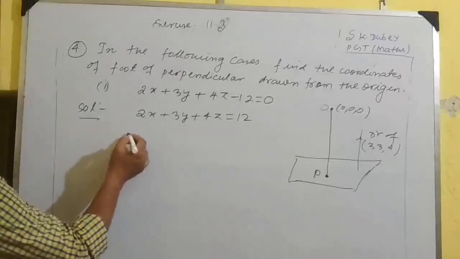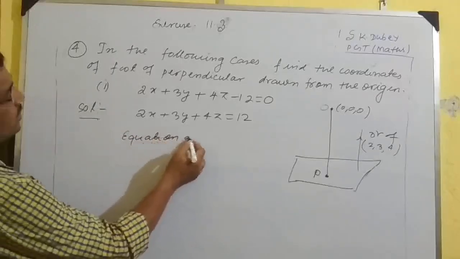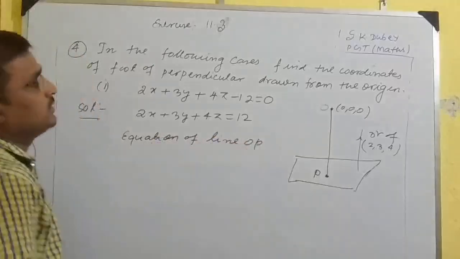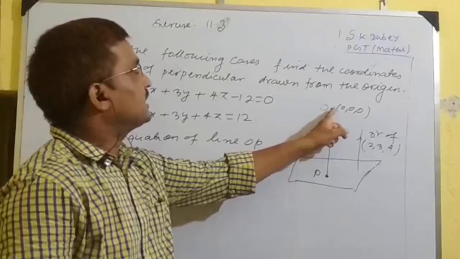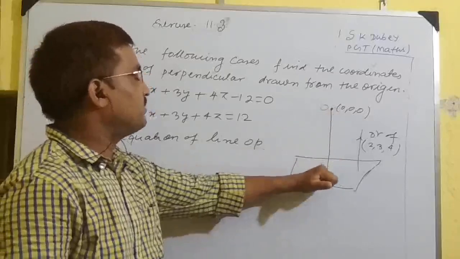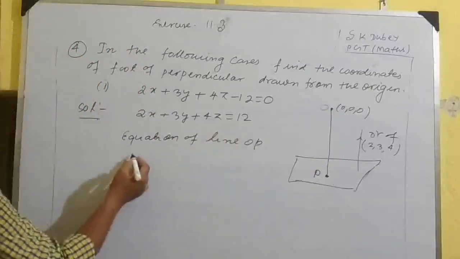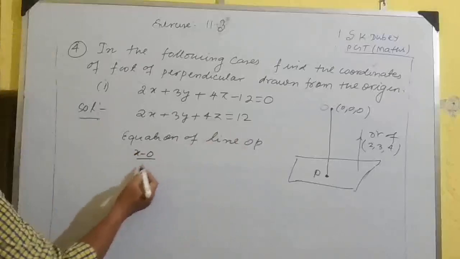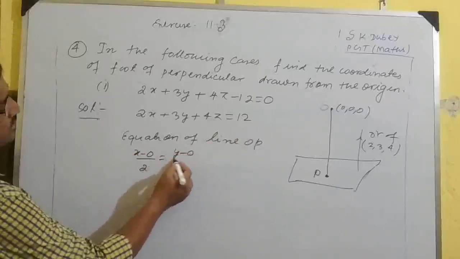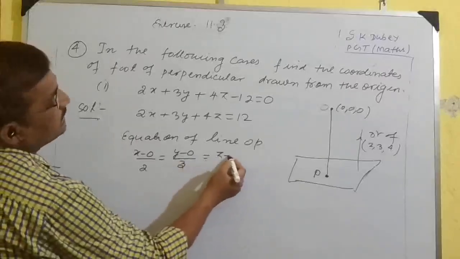Then the equation of line OP, which is passing through point O and perpendicular to the plane at point P, is x minus 0 by 2, y minus 0 by 3, and z minus 0 by 4.